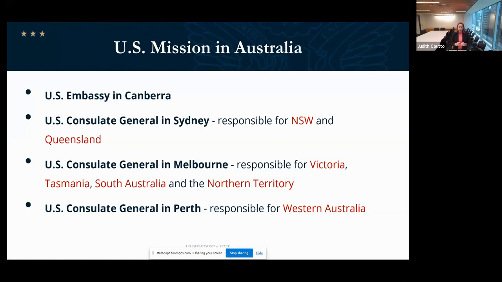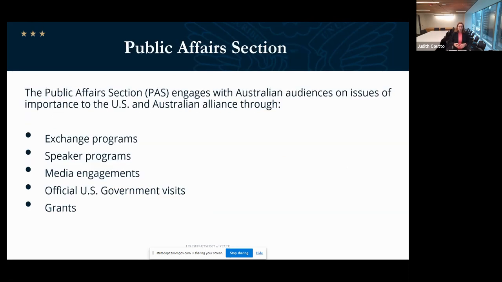And the reason for this is that our representation aims to connect with all of Australia, with people throughout the country and from all sorts of different walks of life. And that's a really important element of our grants program, that we are trying to have a broad connection with the Australian people. If you do apply for a grant, you'll be working specifically with the team at the consulate or the embassy closest to you.